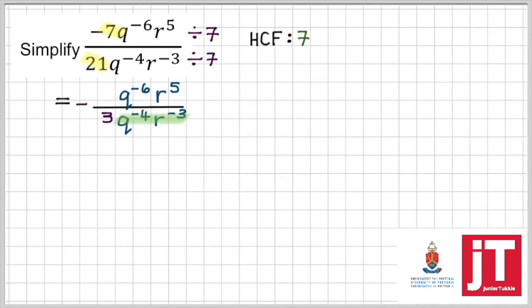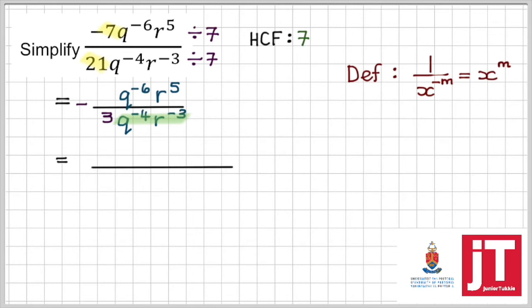I am going to be making use of the definition that you can see written on the right hand side of your screen, which says that 1 over x to the negative m is equal to, or means exactly the same as, x to the positive m. Those terms highlighted in the denominator, I would like to move up to the numerator and make the exponent positive. So we now end up with q to the negative 6. We move up q to the negative 4, so we multiply by q to the positive 4.